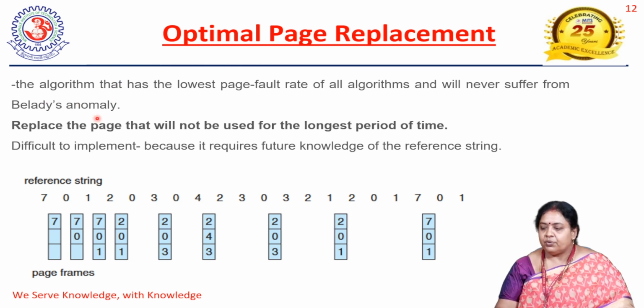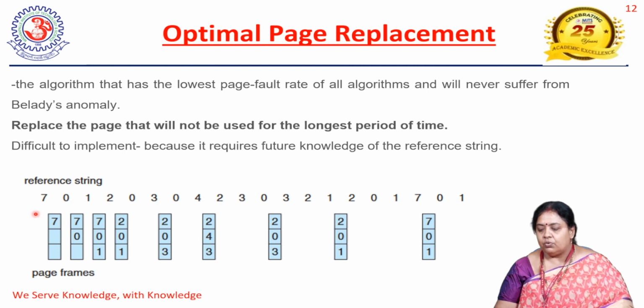In this algorithm we are going to replace the page that will not be used for the longest period of time. Is it clear? We replace the page that will not be used for the longest period of time. That means we have to know the future reference. First we consider this algorithm, then we say what the drawback of this algorithm is.